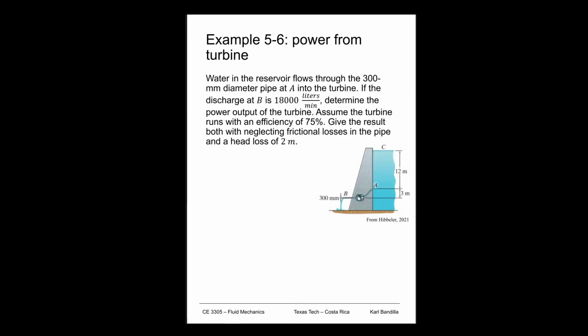So we're given all this information. We're given how much water is flowing through the turbine. We're given what the height differences are, but we're also told that the turbine runs with an efficiency of 75%, right? So we're losing 25% of the power that the water is creating. And we're going to look at two different cases. We're going to look at a case where there's no frictional losses in the pipe and in the turbine, and then one where we get a head loss of 2 meters across our system.